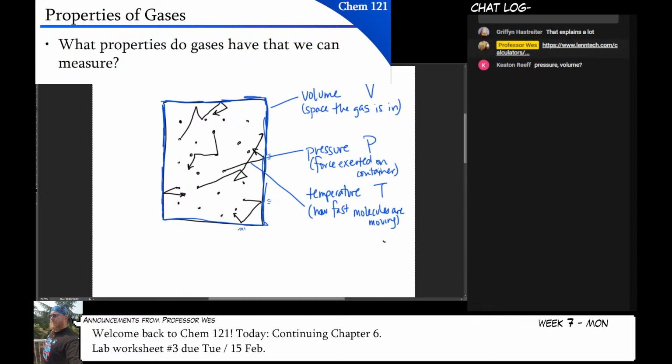The last thing that we can measure is the quantity of the gas inside, and we're just going to say number for that.